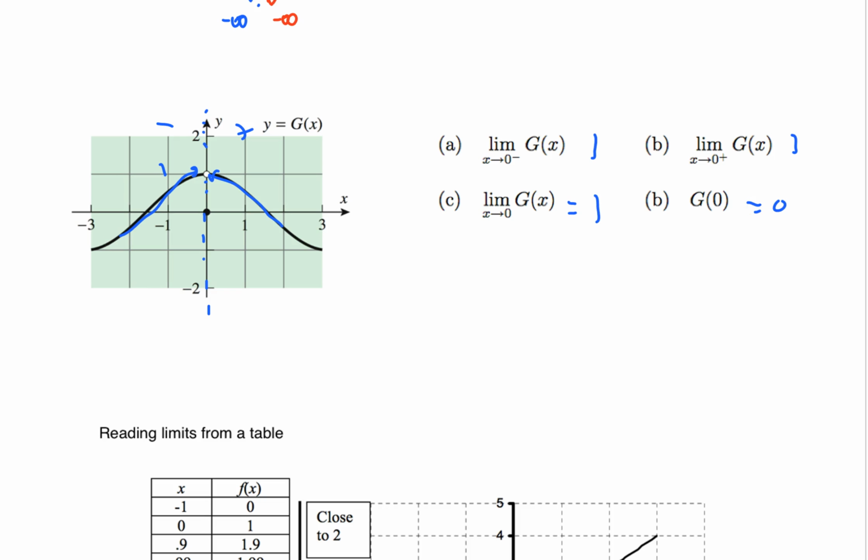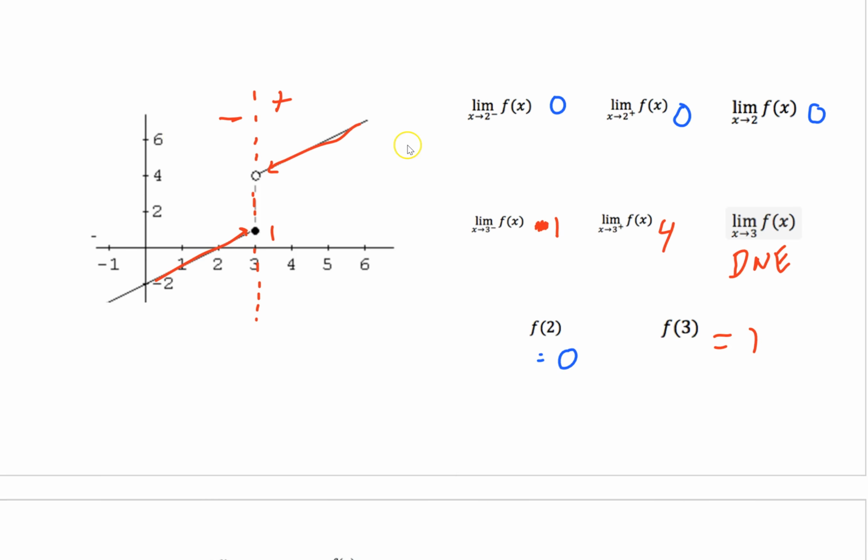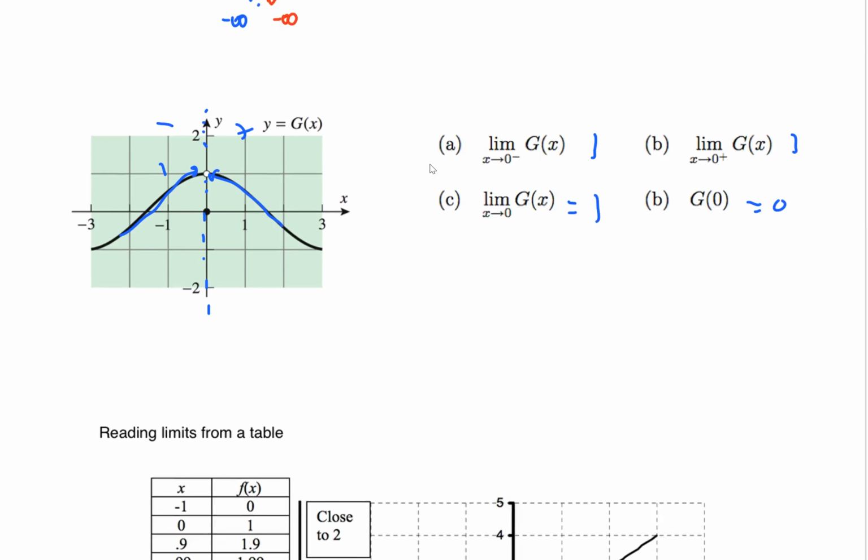That's how you read limits from a graph. Reading limits from a graph is just look at both sides. If they match, that's your limit. If they don't match, like over here, then the limit does not exist. Yes, we call that quote, mean girls.